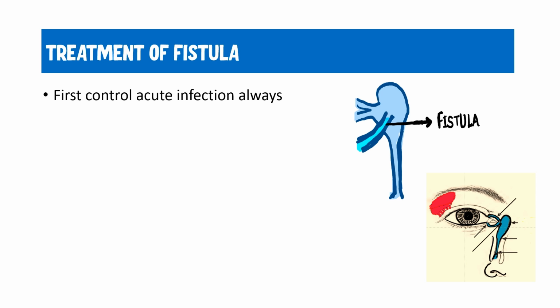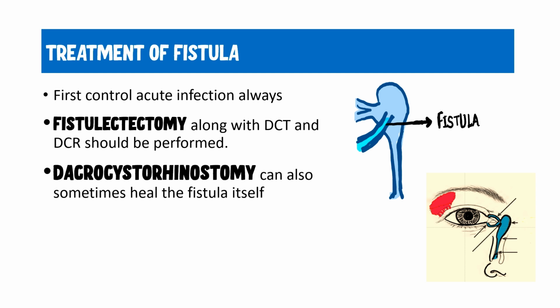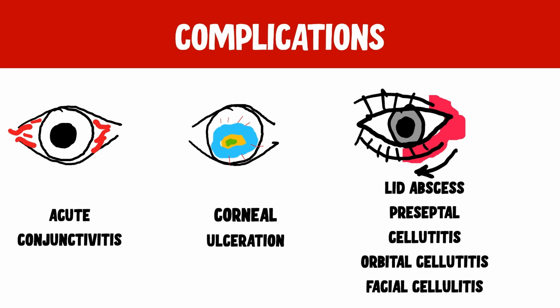So, how do you treat a fistula? Obviously, everywhere you have to control the acute infection first. And then you can do either a DCT with fistulectomy, or you can carry out a DCR procedure. With DCR, since you're creating an alternative opening of the lacrimal sac into your nasal cavity, none of the fluid is passing through your fistulous tract, and the fistula tract might actually close on its own.